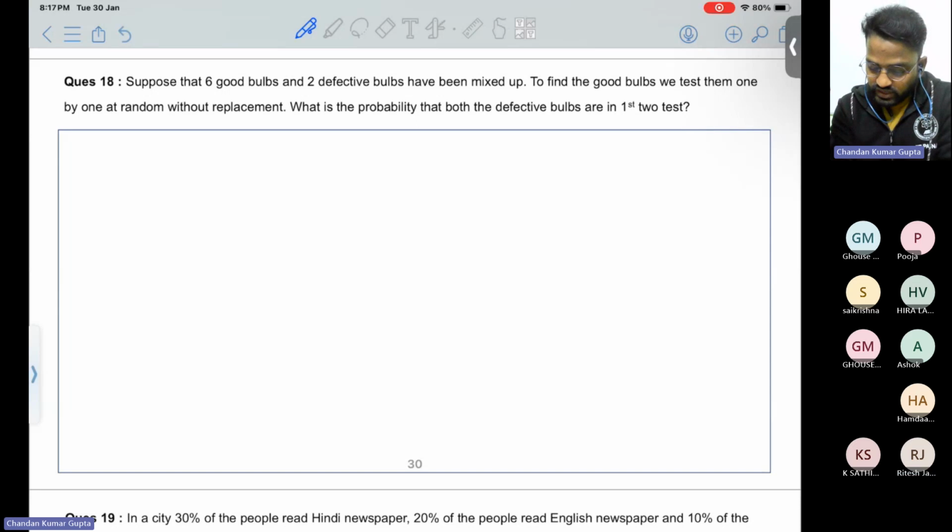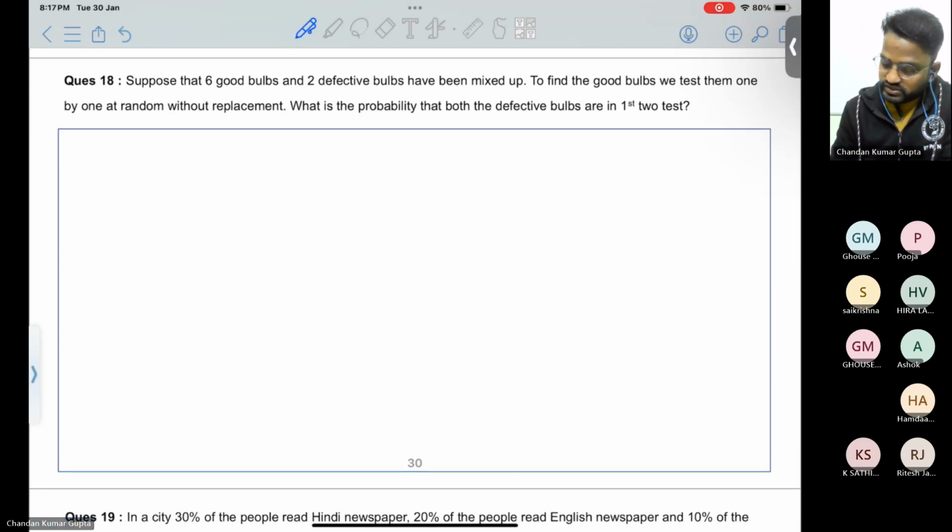Okay, now in question 18, suppose that 6 good bulbs and 2 defective bulbs have been mixed up.